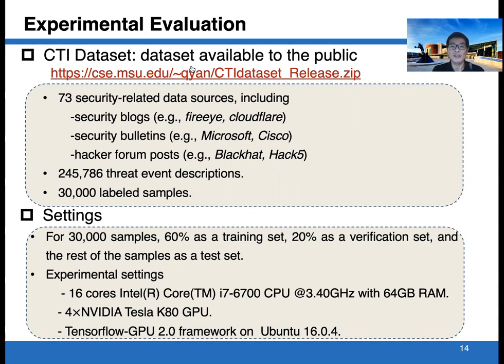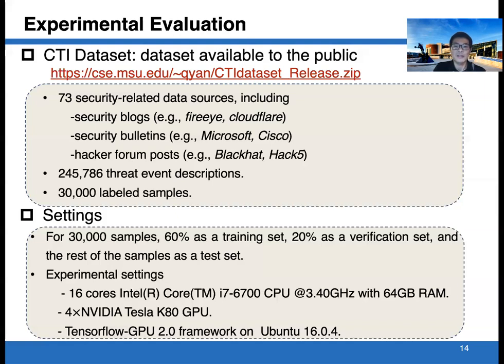For training and evaluating our proposed IOC extraction method, 30,000 samples have been annotated using an automated tool. And then we randomly select 60% of the annotated samples as a training set and 20% of the samples as a verification set, the rest of the samples as our test set.